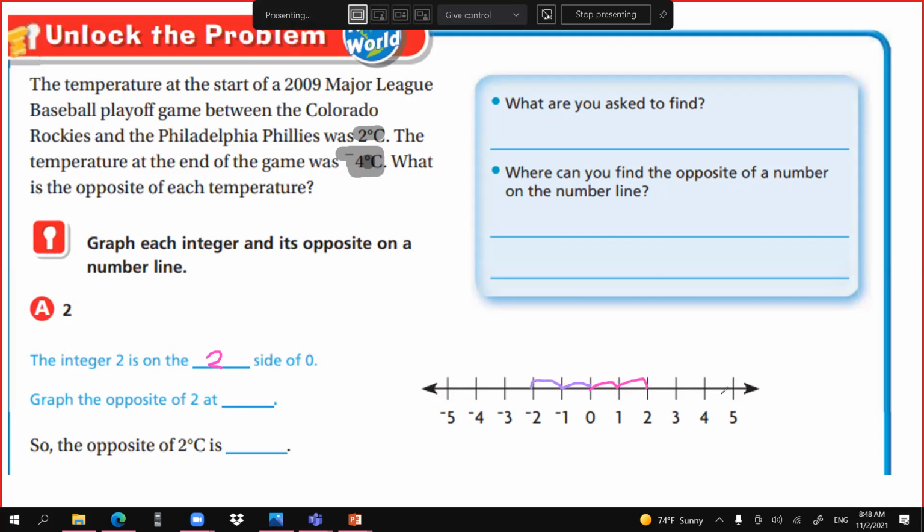So where is the opposite of positive 2? Negative 2. Don't say minus, say negative. Okay, so what is the opposite of 2 degrees, or the opposite of 2 Celsius? -2 Celsius. Yes, that's it. Celsius.